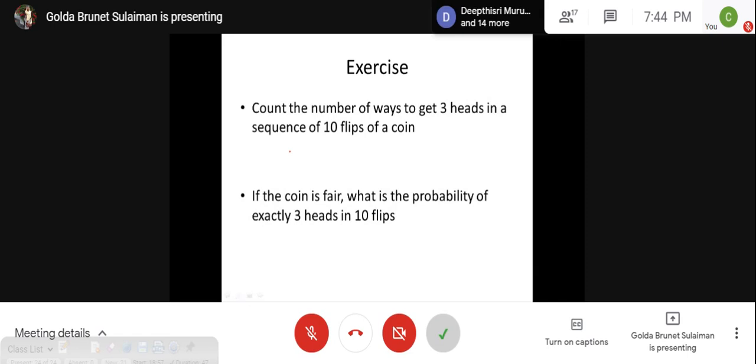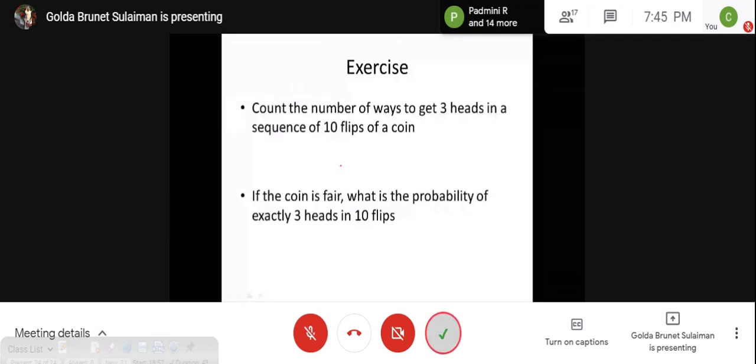So in sequence, we don't care about the order. So let me ask you this way: what is the sequence of alphabets that I should arrange to get the word, say, car? CAR. Okay, so here the order matters, right?